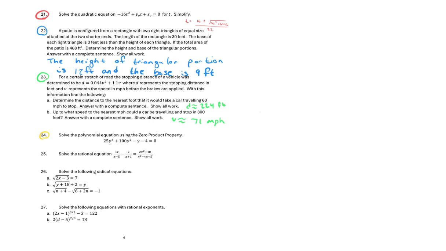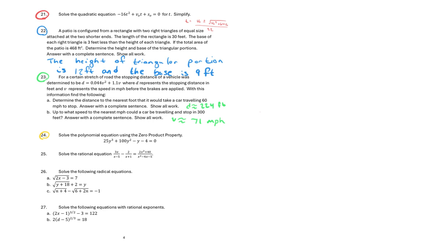Okay, 24, solve the polynomial equation using the zero product property. So anytime that I start with a polynomial and there's 4 different terms, generally a good first idea is to try and break it up, kind of like this, and try and solve it using factoring by grouping. It's generally a good first approach.